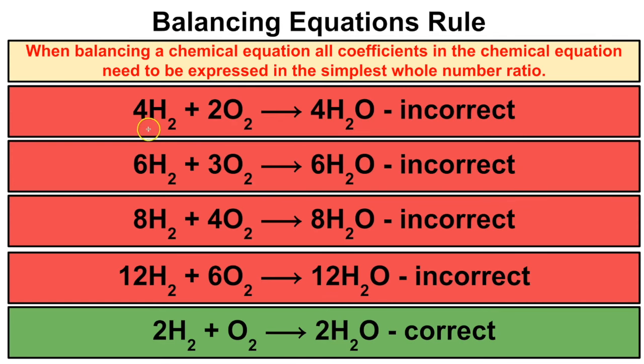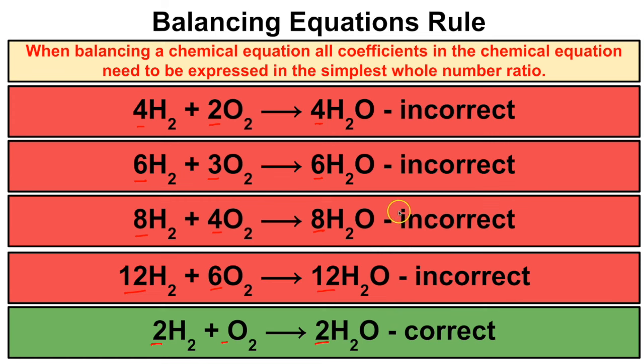However, if we take a look, we can factor out a 2 out of each one of these. We can factor out a 3 out of each one of these. We can factor out a 4 out of each one of these coefficients. We can factor out a 6 out of each one of these coefficients. And if we do, we will be left with the correct balancing of this chemical equation, right? It is expressed in the simplest whole number ratios, 2 to 1 to 2. 2 moles of hydrogen reacting with 1 mole of oxygen will produce 2 moles of H2O.